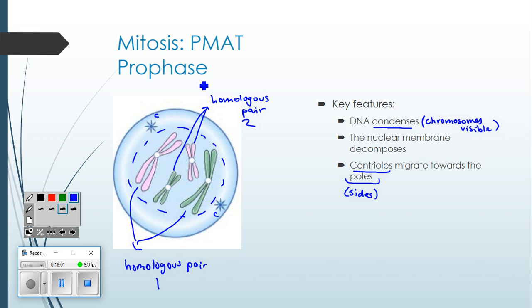Now, because I have pairs, this cell is diploid, so 2N. And in this particular picture, there are 1, 2, 3, 4 chromosomes. I'm not counting how many chromatids there are because they're attached by the centromere, so I just count them as one thing. I'm counting how many chromosomes there are, and there are 4. Now, does anyone want to ask any questions about that?